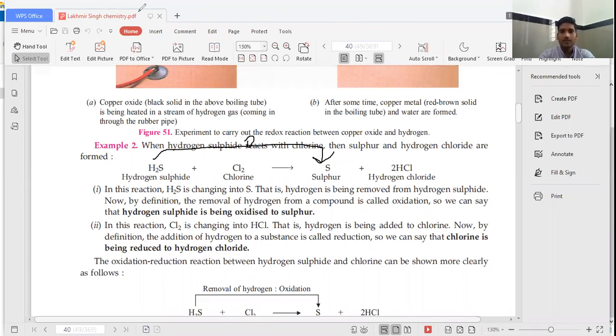This is oxidation, and at the same time, in chlorine you are noticing addition of hydrogen is taking place. It means it is reduction. So here, reduction of what is happening? Of chlorine. And the one which is reduced is the oxidizing agent. It means the oxidizing agent is chlorine. Understanding what I am saying? Fine. Let's see the answers for this question.